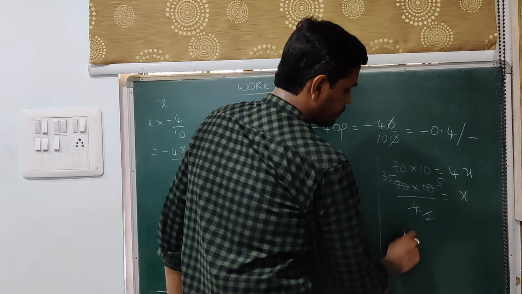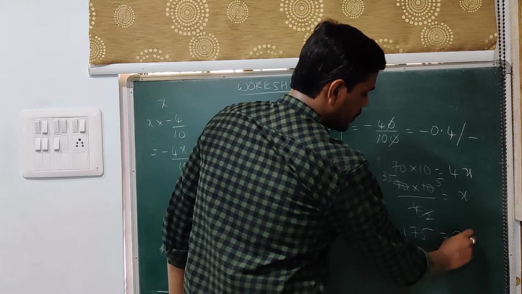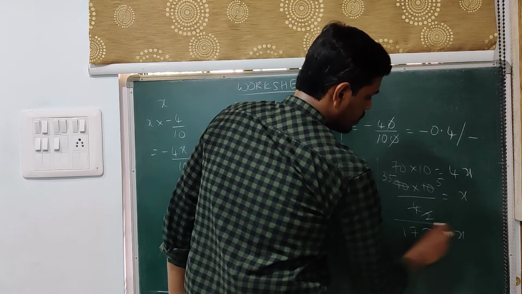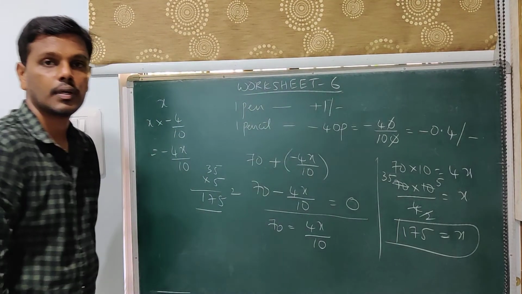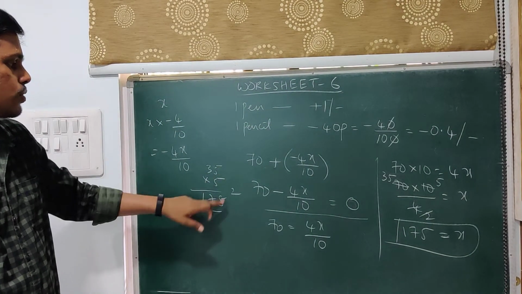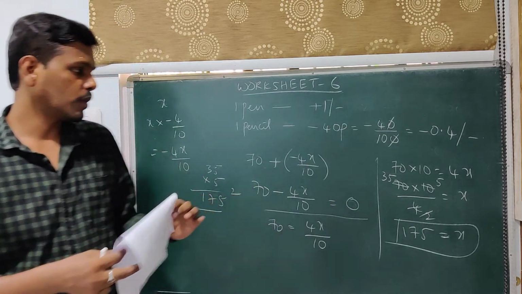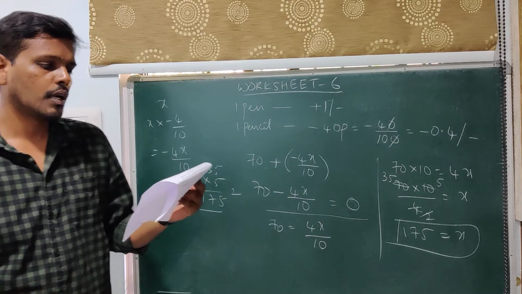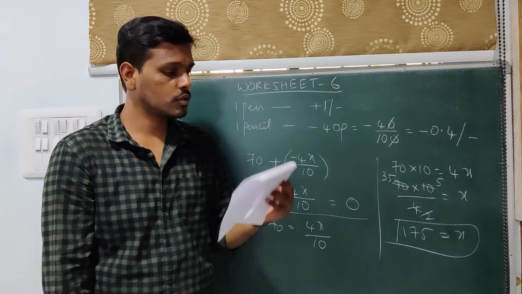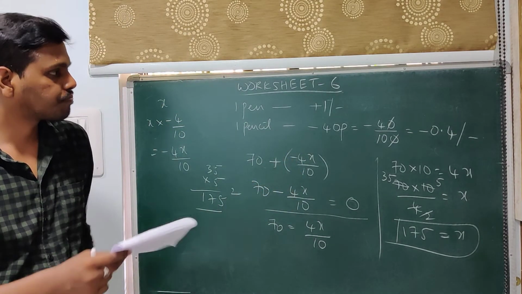So this is 175 is equal to x. So that is the case. 5 5s are 25, 5 3s are 15, 16, 17. So which means that when she sold 175 pencils, she has got neither profit nor loss. So that is the case.